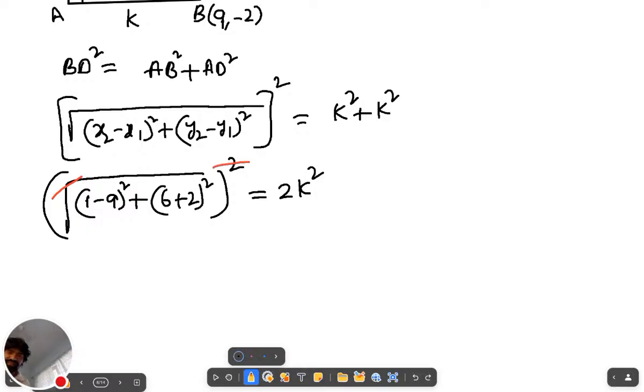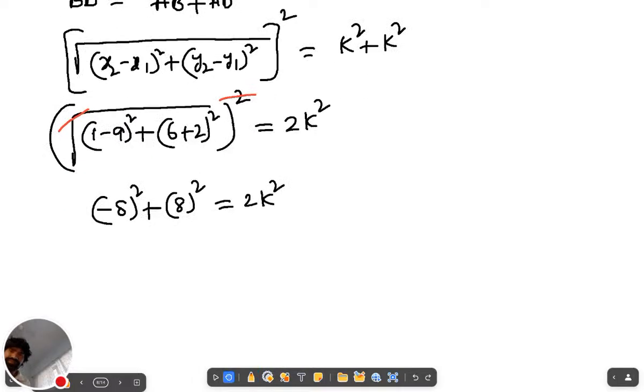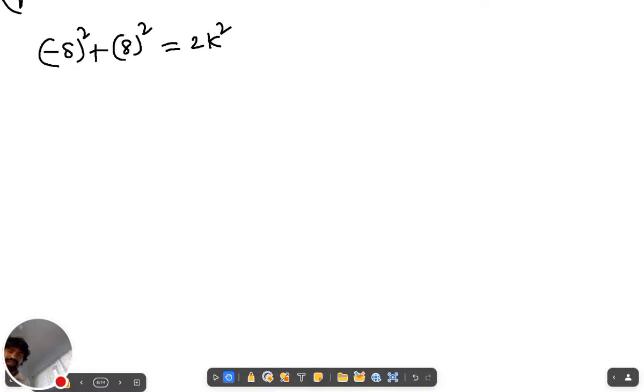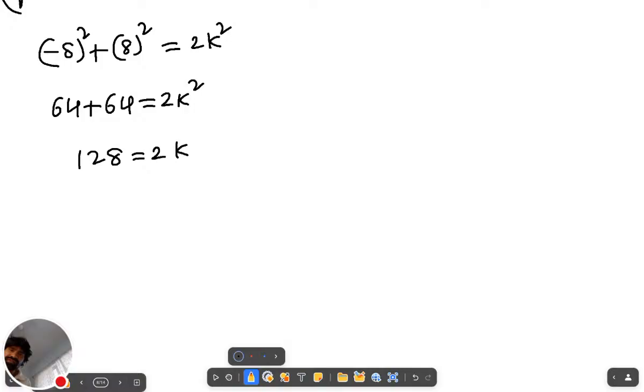Now what do we have? We have 1 minus 9 whole square, which means minus 8 whole square. Next, 6 plus 2 whole square, which is 8 whole square, equals 2k square. 8 whole square is 64, and 8 square is also 64, so 64 plus 64 is 128, which equals 2k square.